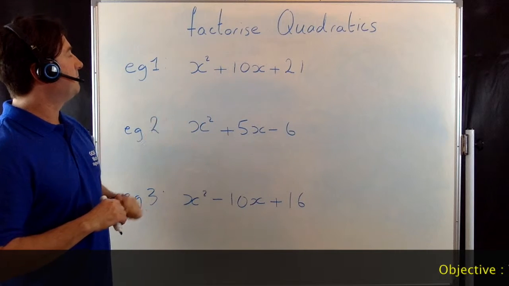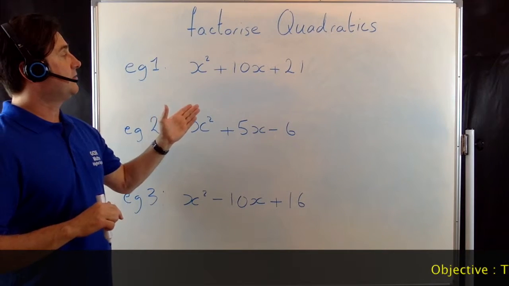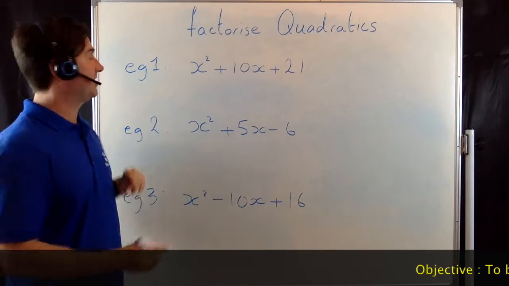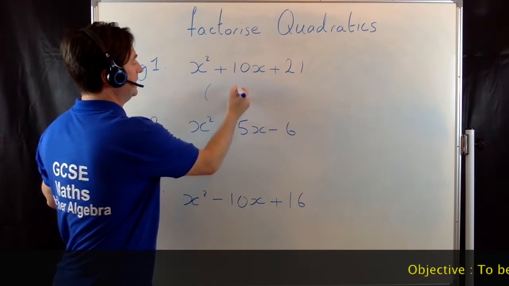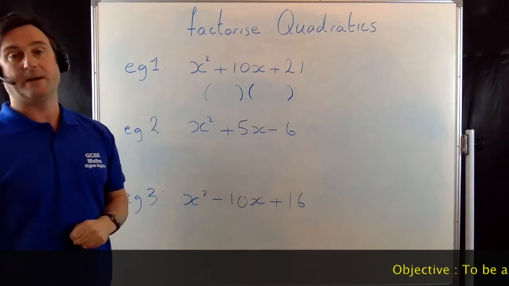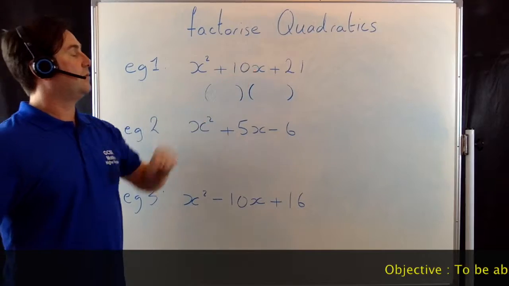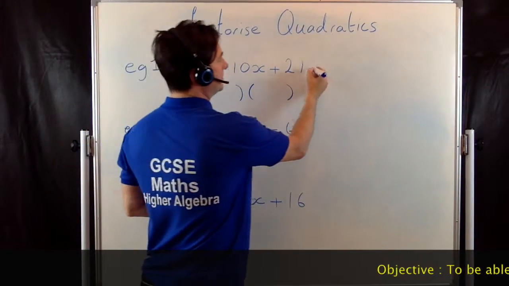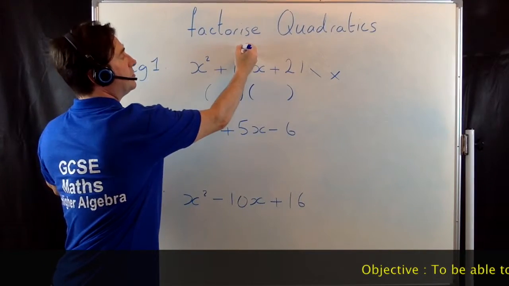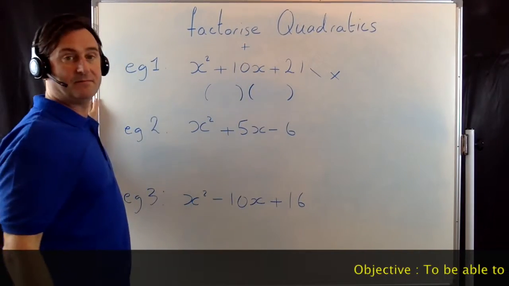First one then, example 1. What we need to look for here is to get this expression into a pair of brackets. So we're looking to end up with something like that. Now, the way we start is we look for two numbers that will multiply to give 21 and that will also add to give 10.